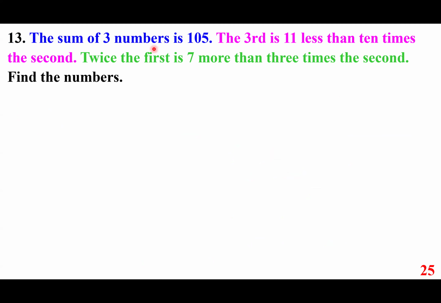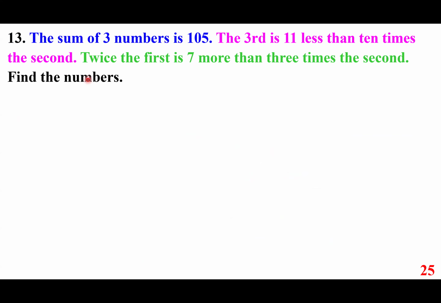The sum of three numbers is 105. The third is 11 less than 10 times the second. Twice the first is 7 more than 3 times the second. Find the numbers. First and foremost, define your variables.